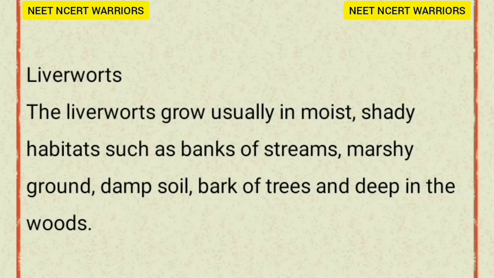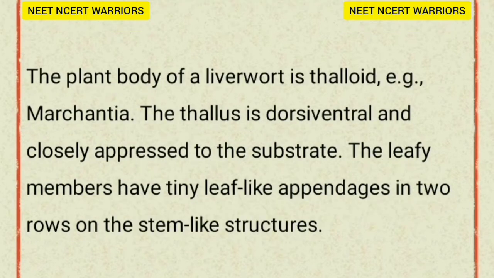Liverworts. The liverworts grow usually in moist, shady habitats such as banks of streams, marshy ground, damp soil, bark of trees and deep in the woods. The plant body of a liverwort is thalloid. Example, Marchantia. The thallus is dorsiventral and closely appressed to the substrate. The leafy members have tiny leaf-like appendages in 2 rows on the stem-like structures.